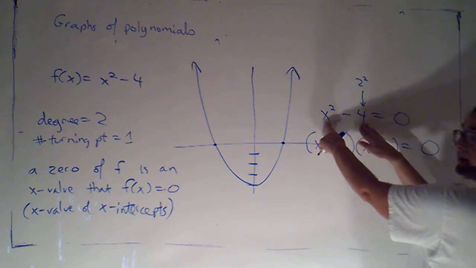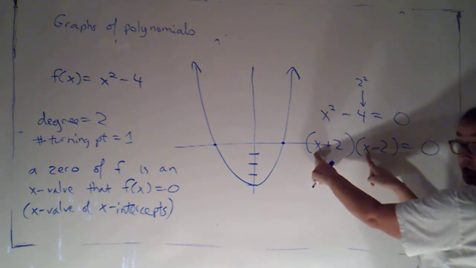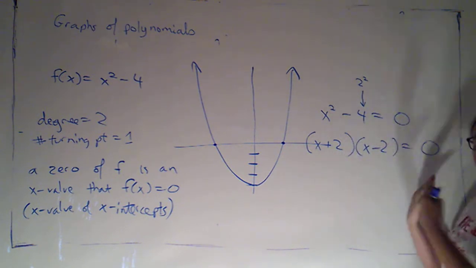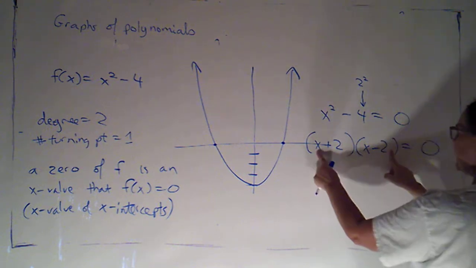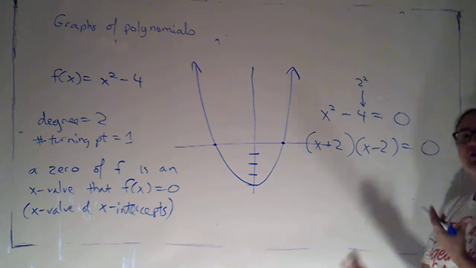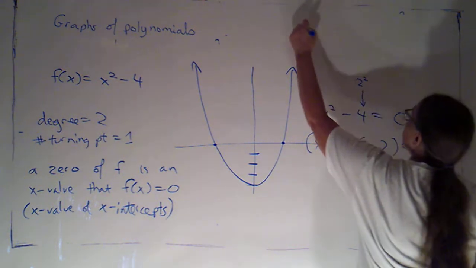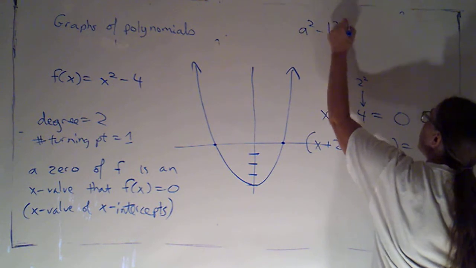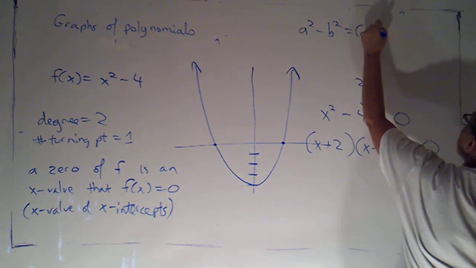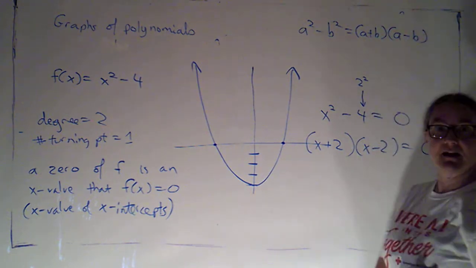Just remember why that works out. I'm essentially viewing this as the result of foiling. That x squared, that's my first term. That minus 4, that's my last term. What happens to the O and the I? Well, the outsides and the insides are exact opposites, so the outsides and insides cancel out. In fact, that's a very important rule. Anytime you have a difference of 2 squares, it factors as the sum times the difference of the 2 things that you're squaring.